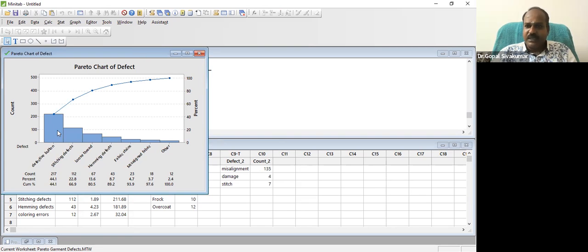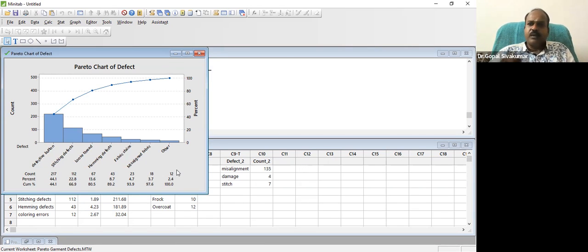So you can see the bar charts arranged in the descending order. The first bar represents the problem that occurred in the highest frequency, isn't it? Defective button occurred 217 times. Stitching defect occurred 112 times. Loose thread occurred 67 times. It goes on and on.